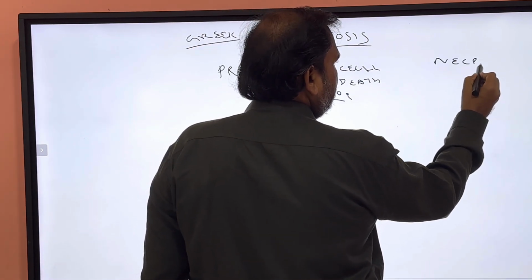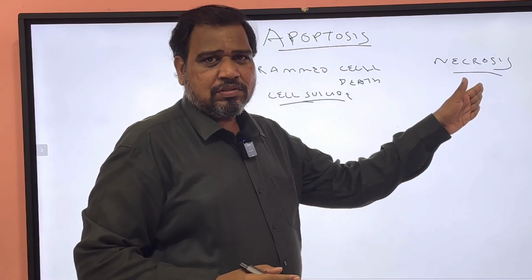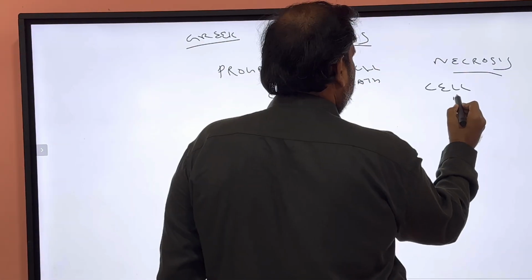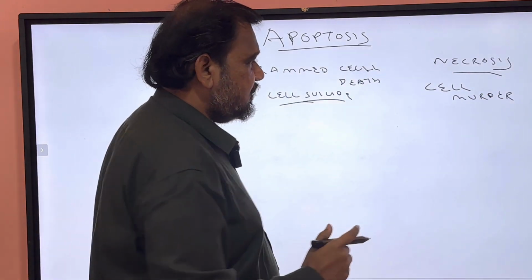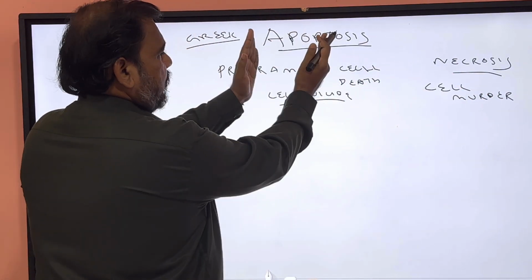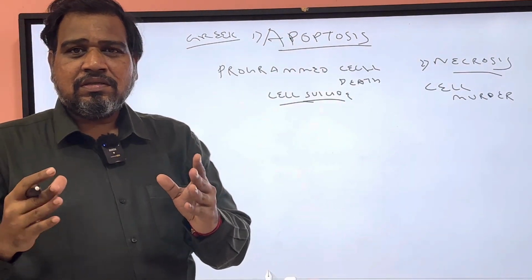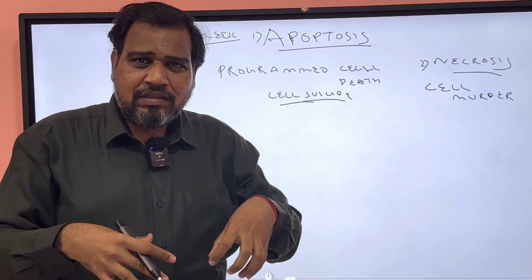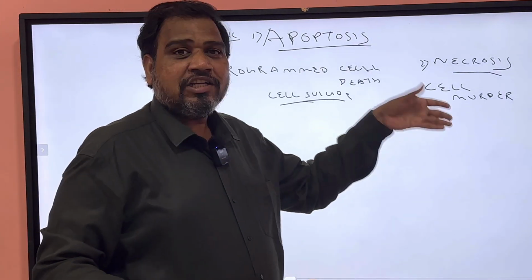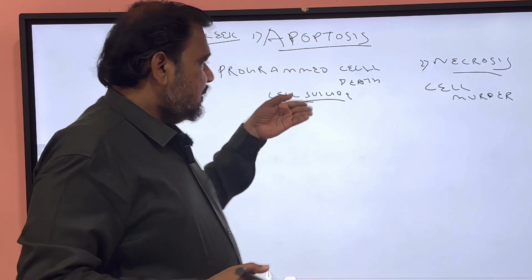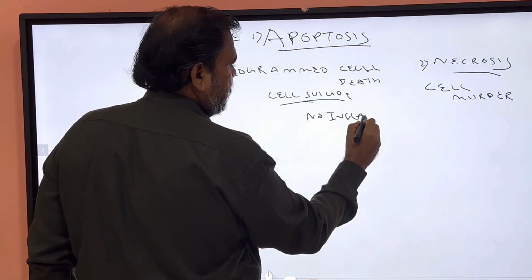Now I will compare apoptosis and necrosis. Necrosis is cell murder, which is abnormal. Apoptosis is programmed cell death. The cell wants to die because of some reasons which I will be explaining, but necrosis is unexpected cell death, which is cell murder, and here there is no inflammation in apoptosis. Please note it down, which is very important.